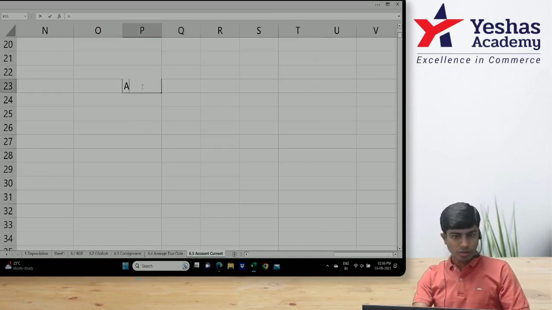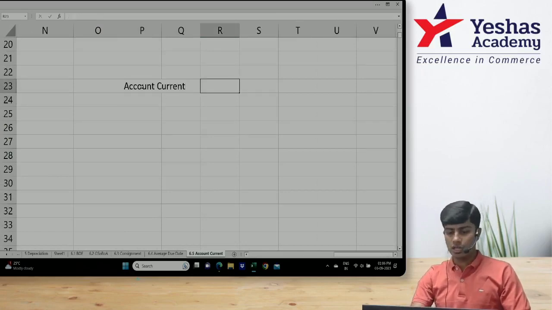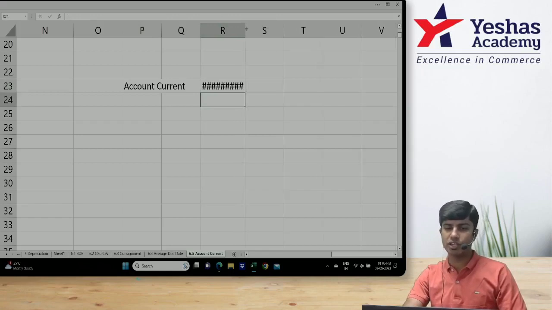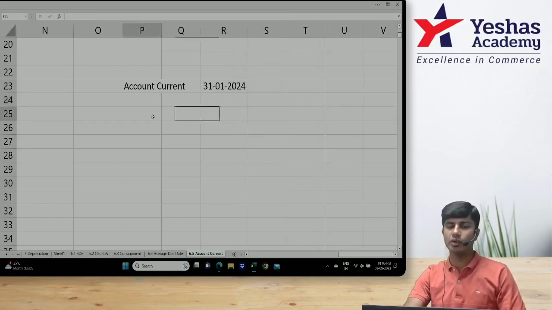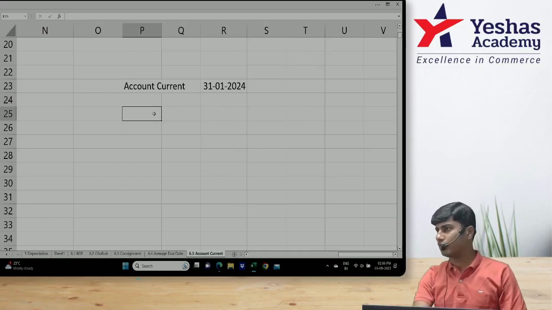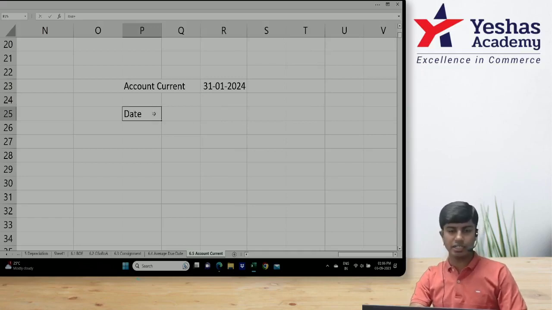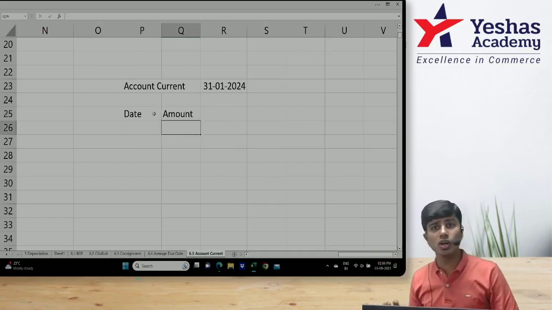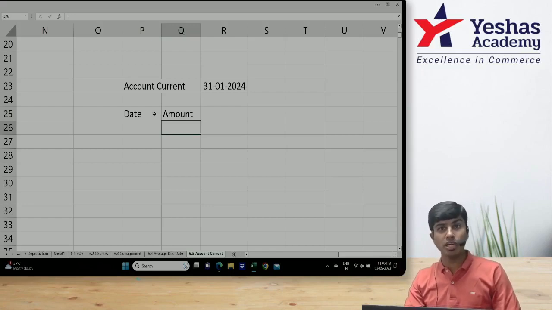Now, we are doing account current. Let's say on 31st of January 2024. For the month of January, we're doing transactions. So there are certain dates and certain transactions. Let's say all of these are receivables. There is no payable. All of these are amounts to be received.